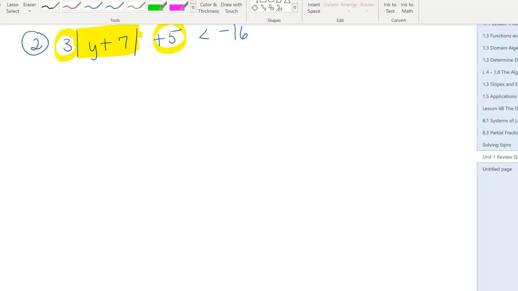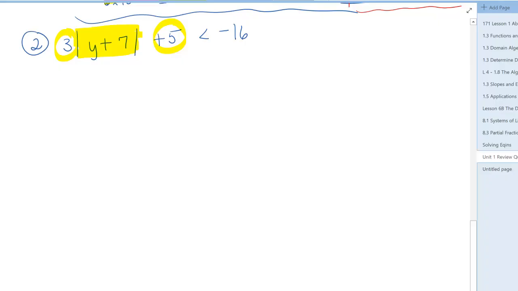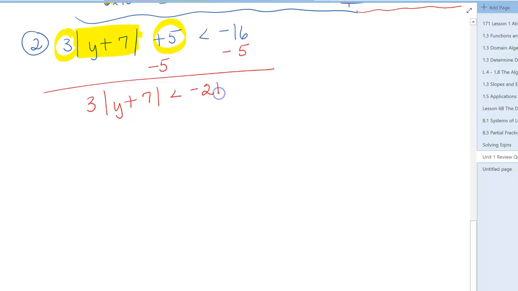3. So the first thing we're going to do, remember we're unwrapping that present, we're going to do the order of operations backwards. So we're going to subtract 5 from both sides. That's going to give me 3 times the absolute value of y plus 7 is less than negative 21. Now you may be tempted to stop here and say, well, that's negative, so this is one of those special cases. But you cannot make that call until you also get rid of this 3.